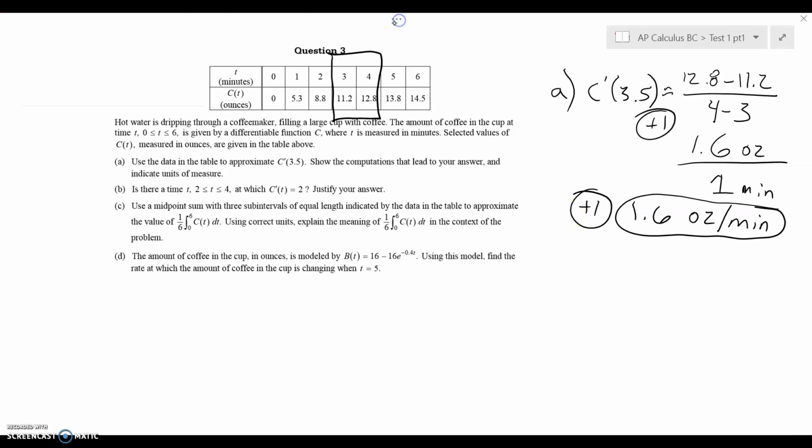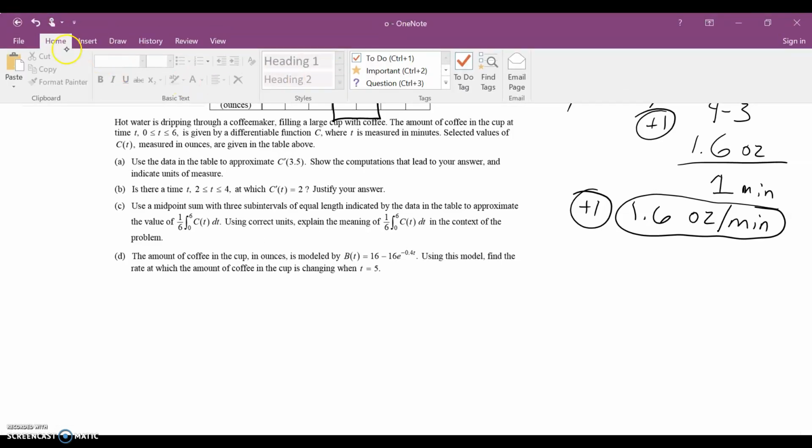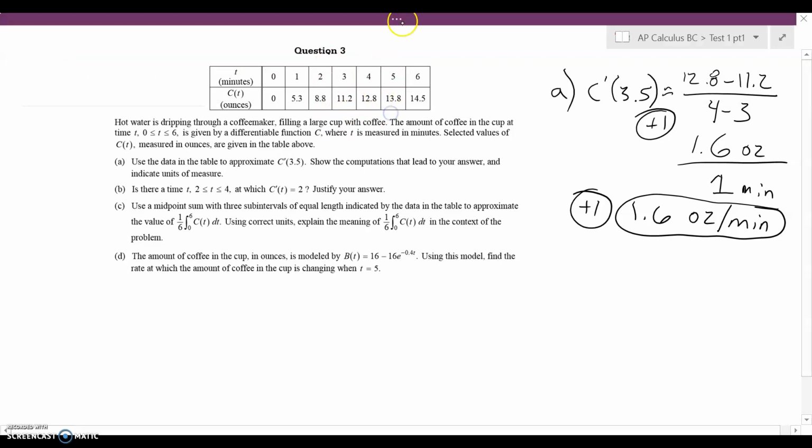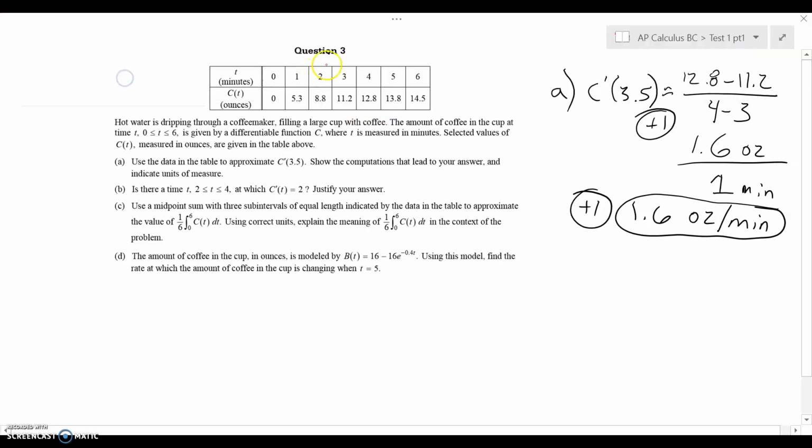Second one, we've got showing that from time 2 to 4. So let's see, I'll erase that little circling that I did earlier. So from 2 to 4, we're going to be looking at this segment of the table. Is there a time where the derivative is 2? So is there some point in time where the derivative is 2? So again, on this one, they're not actually asking for us to compute C prime, just to make some comment about is there a point in time where the derivative is 2.